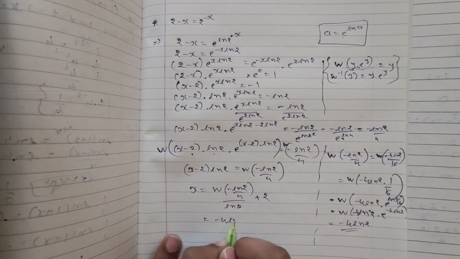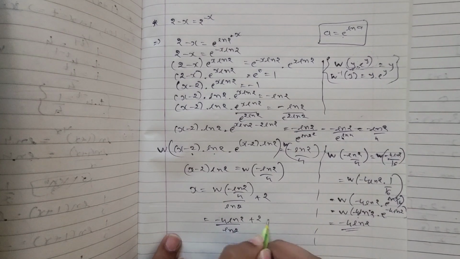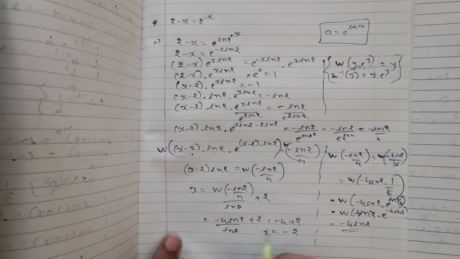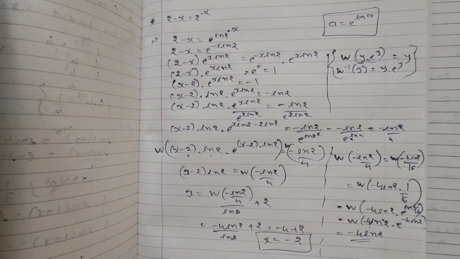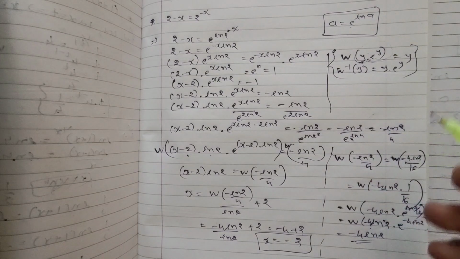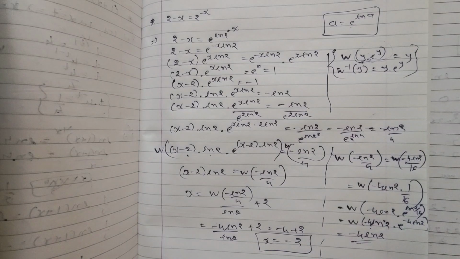So I can easily put -4 ln 2 divided by ln 2 plus 2, which will be equal to -4 + 2, and our answer will be -2, which will be the value of x, right? This is our final answer. As I said, this is a very conceptual and understandable question, right? I hope you got it. As I said, you have to understand every step in order to solve this particular question, right? So I hope you got it.